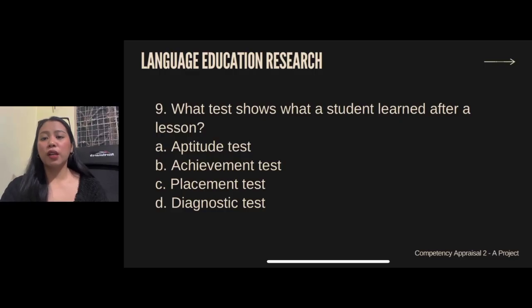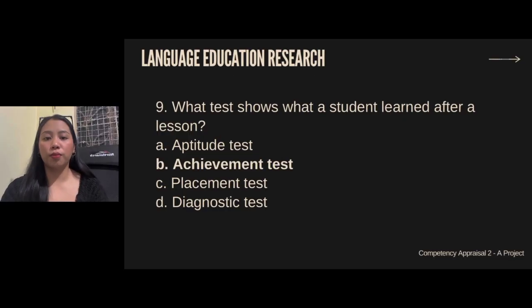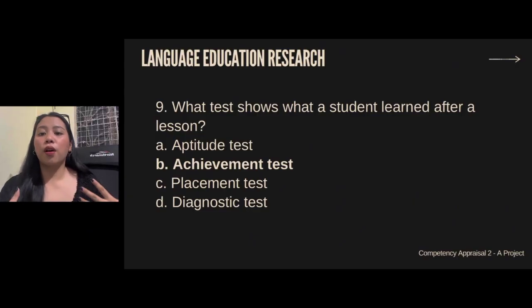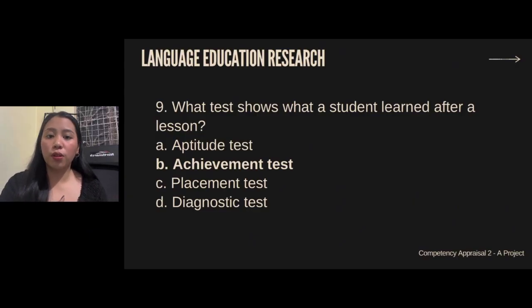Okay, the correct answer is letter B, the achievement test. These tests are given after the discussion or after the lesson to check what students have learned. While the aptitude test measures potential or ability, not the learning. Letter C, placement test, identifies a student's current level. While letter D, diagnostic tests, are used before teaching to find learning gaps. Again, achievement test after the discussion, and the diagnostic test before the discussion.